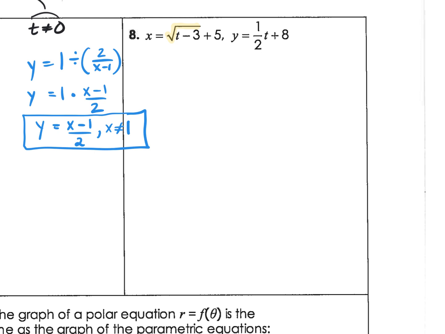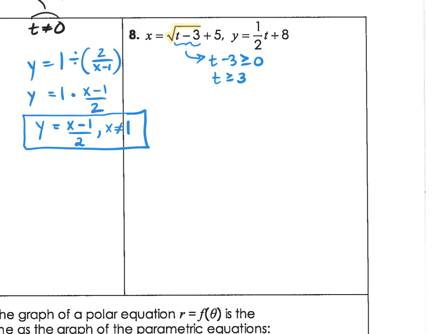We cannot take the square root of a negative, can we? Which means that everything underneath that square root has to be greater than or equal to what? 0. So we have an implied domain restriction here. We have to come over here and say t minus 3 has to be greater than or equal to 0, doesn't it? Which means what? t has to be greater than or equal to 3.